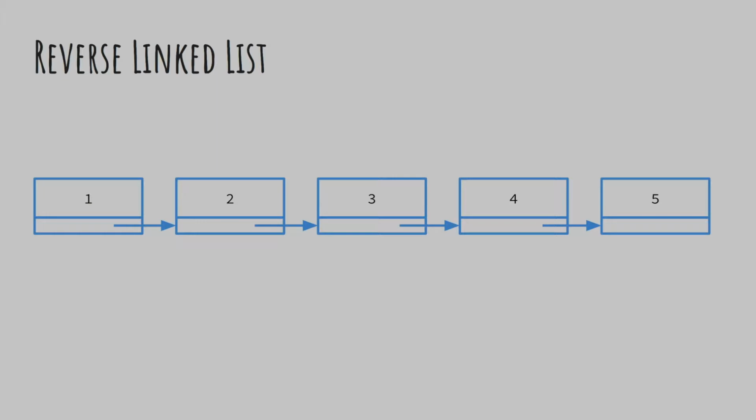So as input we get a linked list which consists of a bunch of nodes, and each node has a pointer to the next node, and in this way they form a list. And the goal is to reverse this linked list, so to create a new list that starts at 5 and ends at 1. So this new reversed linked list will look like this.